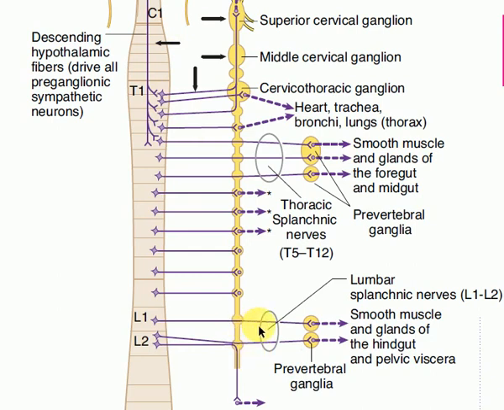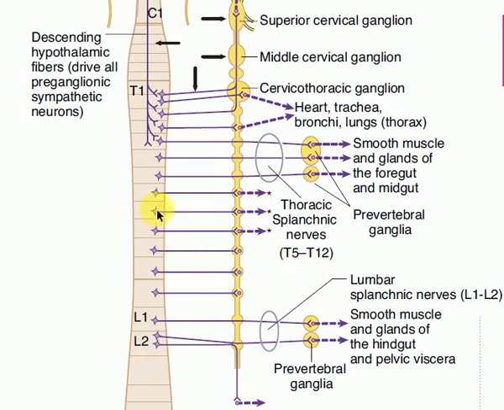So first we will discuss how the nerves that innervate the sweat glands, for example, and other smooth muscles of the hair, for example, are supplied from the T1 to L2 levels. Let's discuss first what happens at the T1 to L2 levels and how the innervation is accomplished there.